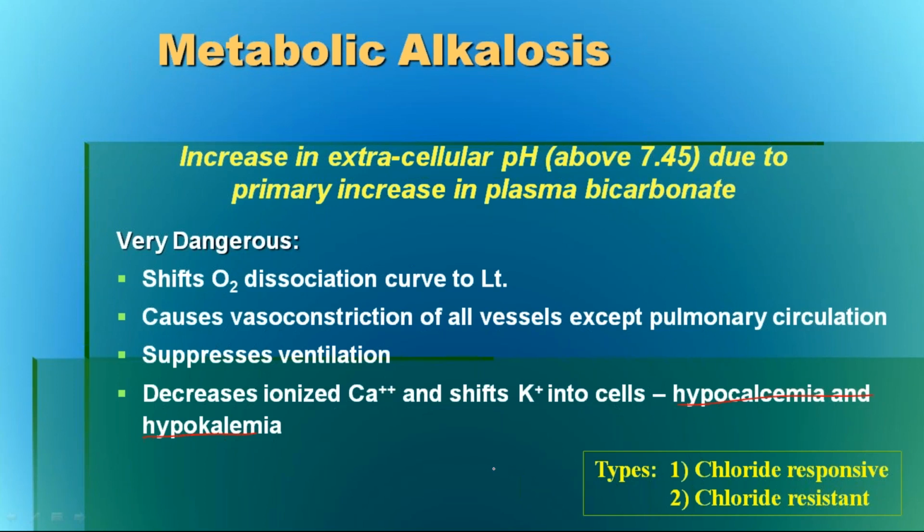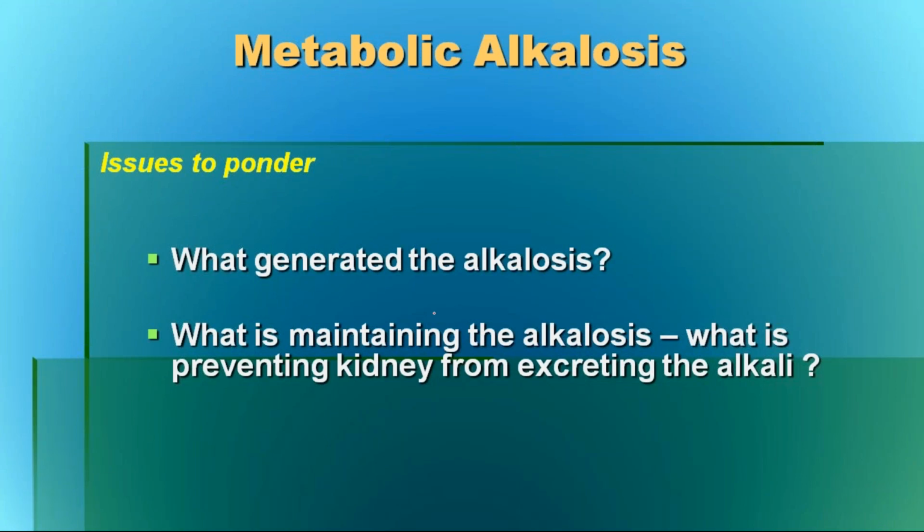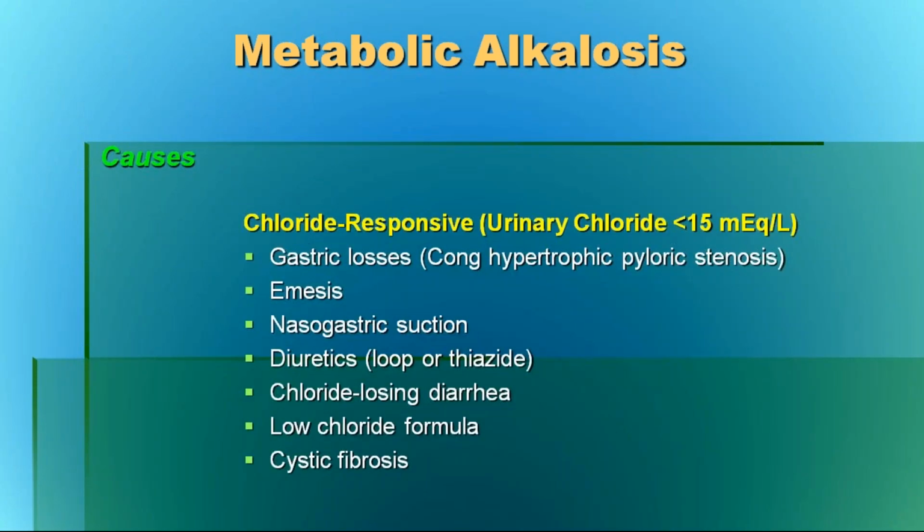So broadly, metabolic alkalosis is of two types. One is chloride responsive, the second is chloride resistant. What is most important is what has caused the alkalosis and what is maintaining it, because the body has all the compensatory mechanisms for this. Why is respiratory compensation not happening? What is preventing the kidney from trying to excrete the extra alkali? These factors you must always assume, because for metabolic alkalosis to develop, there must be severe kidney failure.